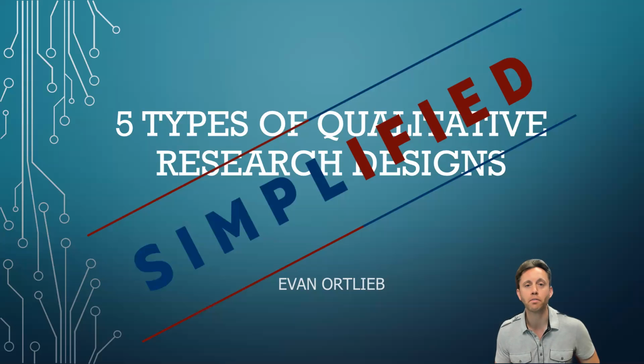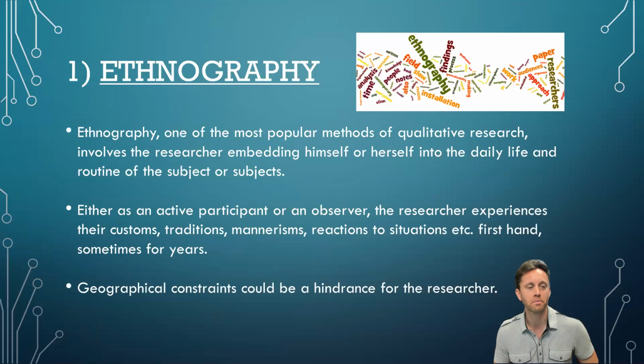Today, we're going to be looking at the 5 types of qualitative research designs in a very simplified way. So let's go ahead and get started. The first is ethnography. You may have heard of this one before.